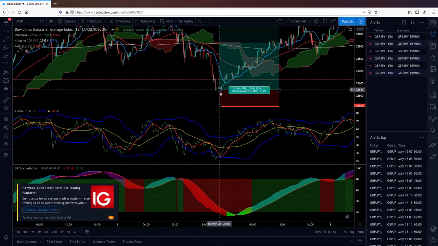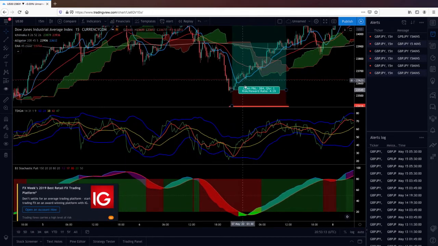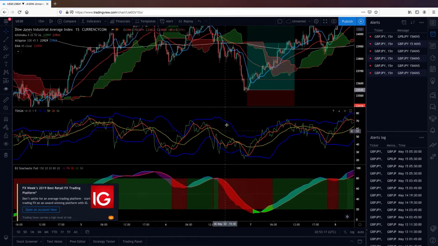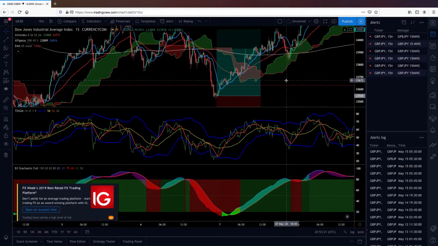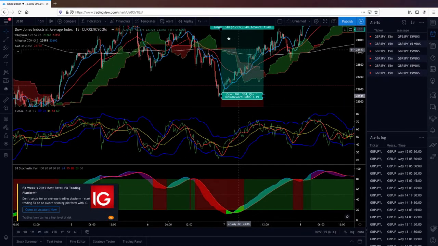This is a crazy entry. I would have entered here. Just by seeing this stochastic here, a shark out of the water, that's a perfect setup for me. For $1,000, that's 1,000 pips. Guaranteed. It's not guaranteed.